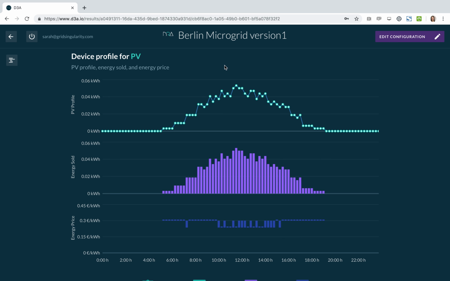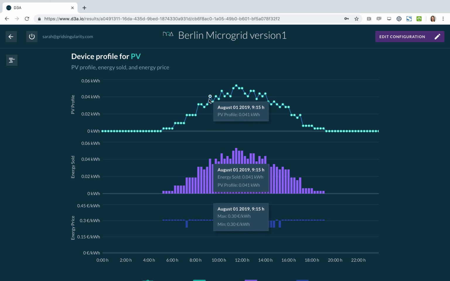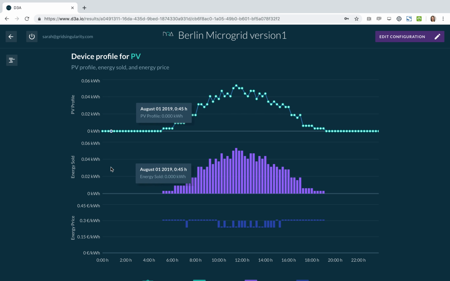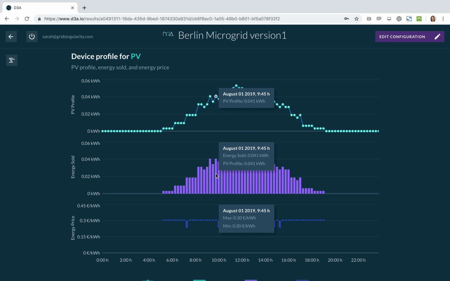So the PV wants to schedule a trade in order to sell all of the energy in its forecast. So here's the profile, and then in the energy sold, there's actually two bars that are overlapped here. And so one is the PV profile and one is the energy sold. And optimally, you want to see that both bars are the same so that the PV was able to sell all of the energy in its profile.